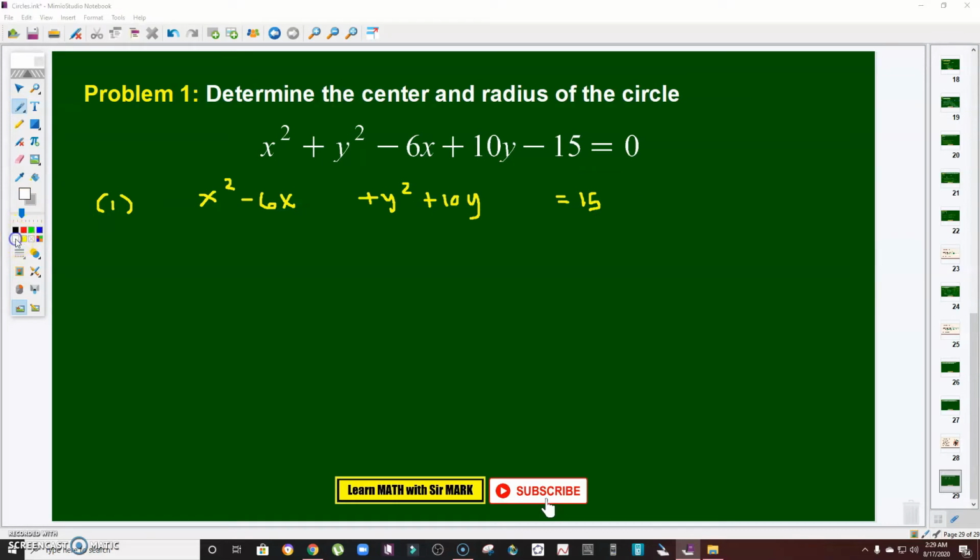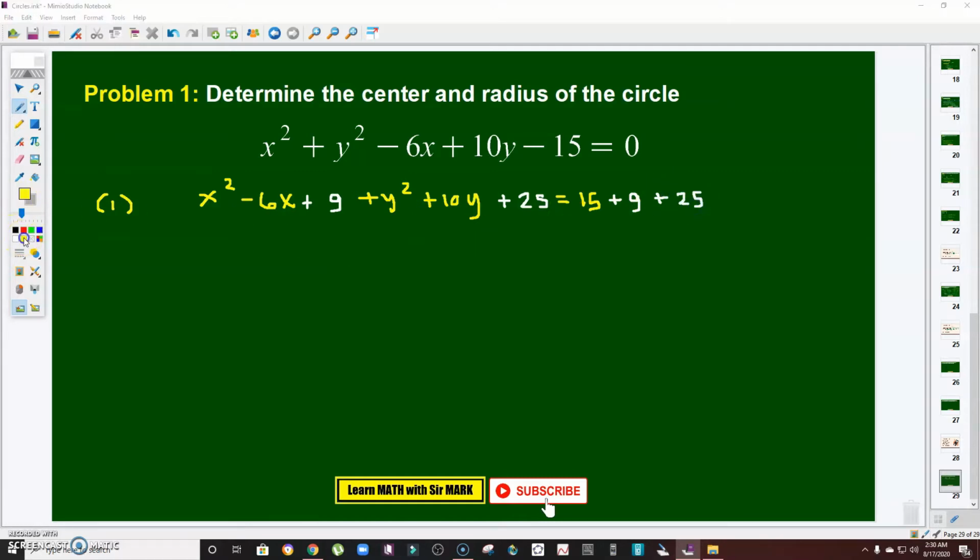To complete the square, all you have to do is divide the coefficient of the linear term by 2, then square it. Negative 6 divided by 2 is negative 3. Square it, and that will be 9. Since you add 9 on the left side of the equation, to maintain equality I'm going to add 9 also on the right side. Doing the same, 10 divided by 2 is 5. Square it, we're going to have 25. That means I'm going to add 25 also on the right side.